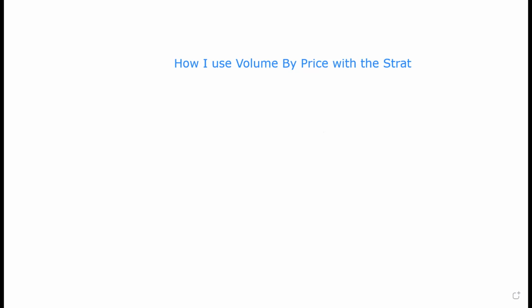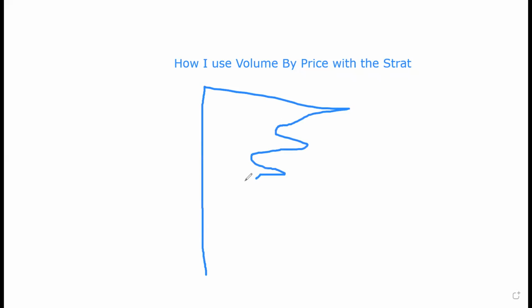There's 2 things with volume by price. There's what's called a histogram chart, and then there's something called the point of control. So I'm just going to draw it out first here, and then we'll look at some charting examples to help you understand more how I use it. So here is an example of a volume by price chart.